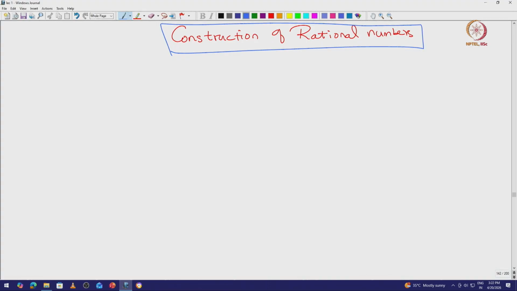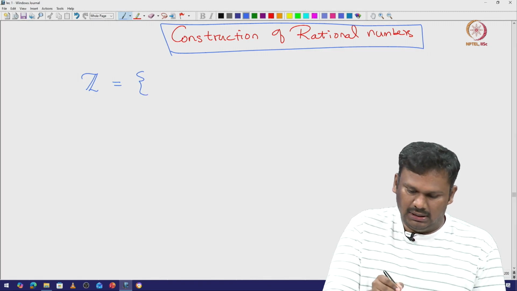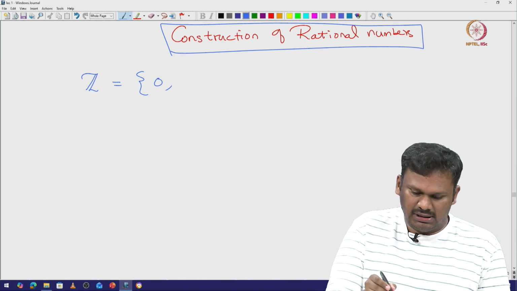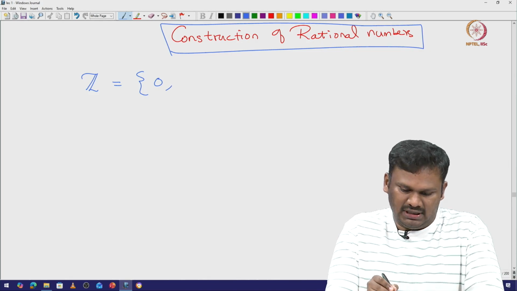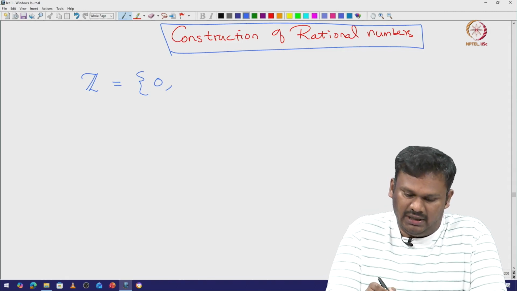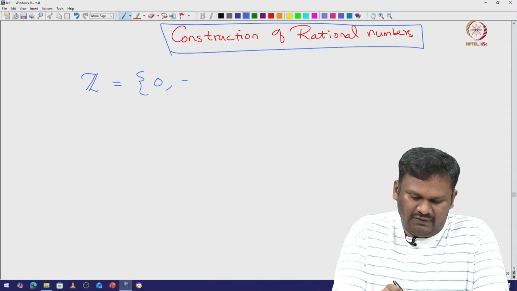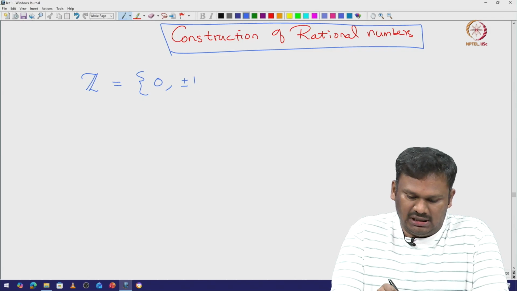Welcome back everyone. In this lecture we are going to construct rational numbers from integers. So, let us recall that we have this set of integers, which are parameterized by the following elements. You have the natural numbers listed as 0, 1, 2, etcetera, and then their negatives, minus 1, minus 2, etcetera. So, we will write it as 0, plus or minus 1, plus or minus 2, plus or minus 3, and so on.